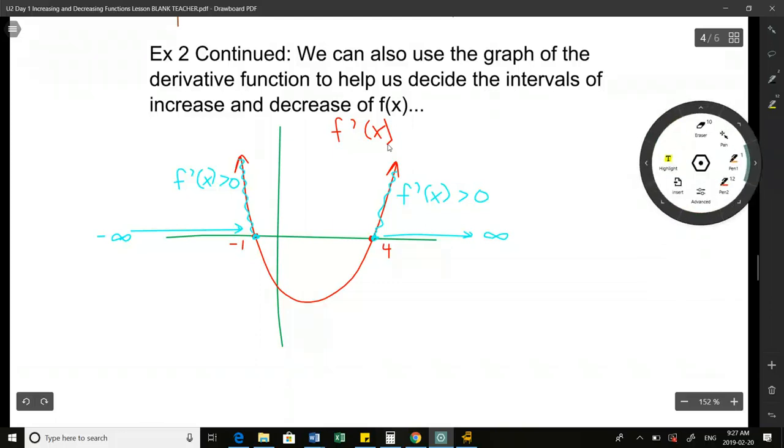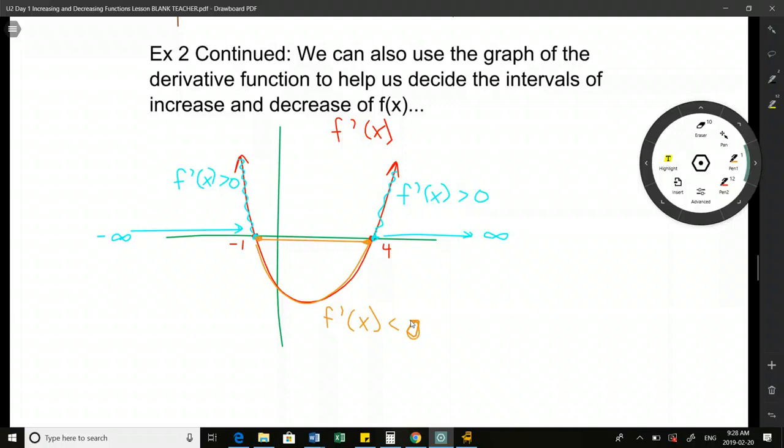Okay, where my second derivative is negative, or where my first derivative is negative, or below the axis, that tells me that f of x is decreasing there. So I can actually see from the graph that between -1 and 4, my graph of my derivative is negative, telling me that f of x is decreasing.